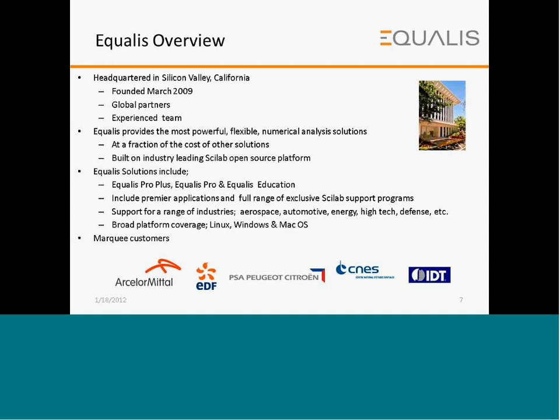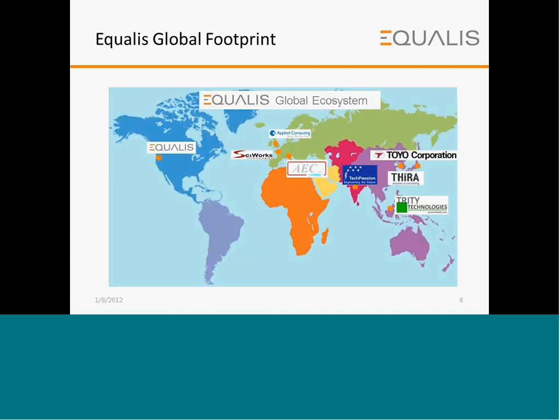Equalis solutions include Equalis Pro Plus, Equalis Pro, and Equalis Education. Equalis supports a range of industries such as aerospace, automotive, energy, defense, etc. The solutions have broad platform coverage. Here you can see a few of our valued customers listed below. In this slide, you can view the global footprint of Equalis, which spans multiple countries. TechPassion in India is one of Equalis' strategic partners.